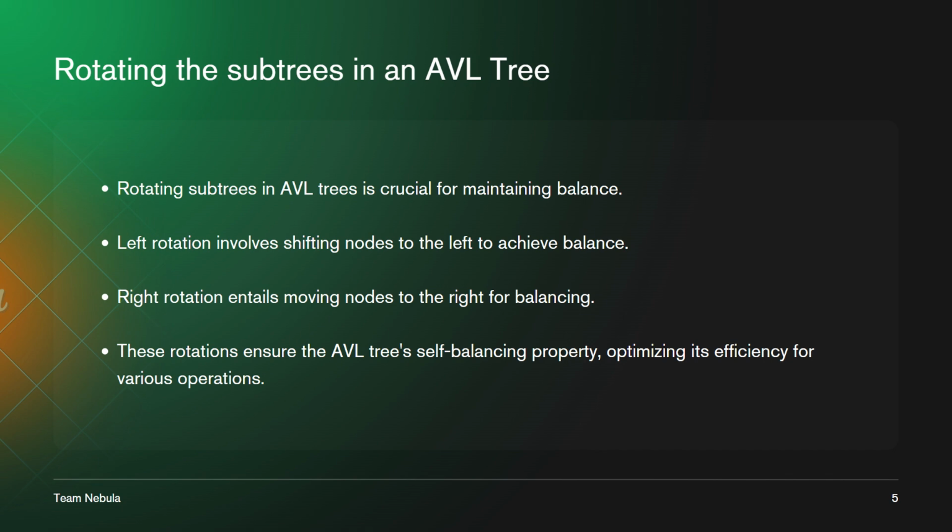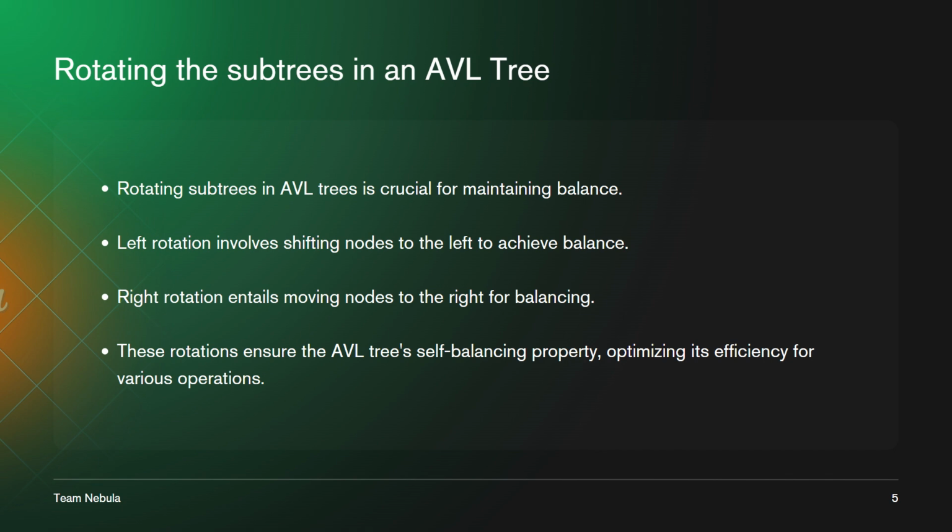Now, let's talk about rotating subtrees in an AVL tree. Think of this as a way to rearrange parts of the tree to keep it balanced. There are two main types of rotations we use in AVL trees. Left rotate. This is like shifting a branch to the left. Imagine you have a tree and you want to balance it better. You can perform a left rotation to move nodes around and achieve the balance.